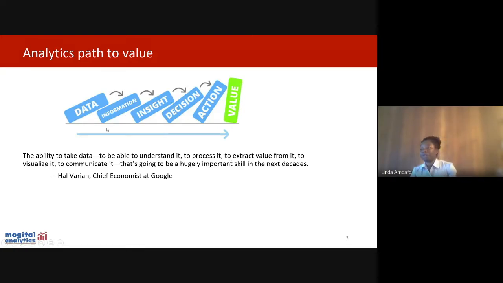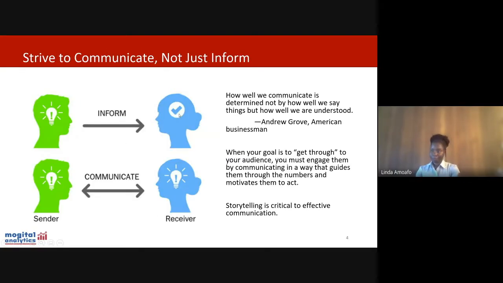But one thing that we should know is if you are trying to have these reports for people to create value out of, we need to strive to communicate our information and not just to inform. Here is also another quote from Andrew Grove, an American businessman. He said, how well you are able to communicate is determined not by how well we say things, but by how well we are understood by our audience.